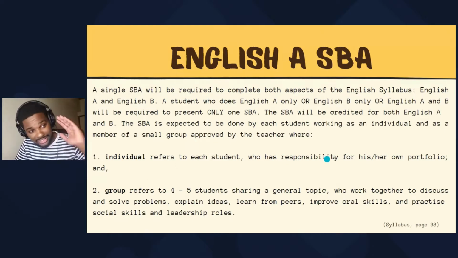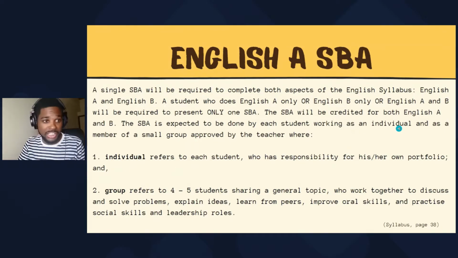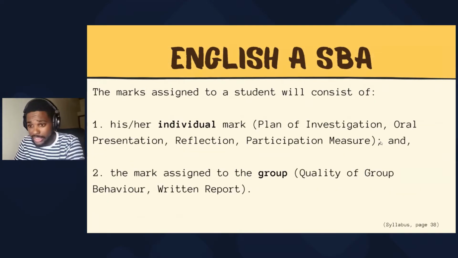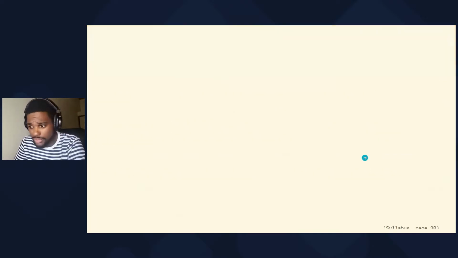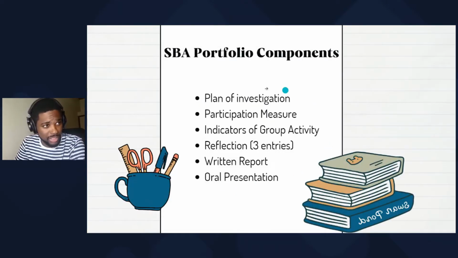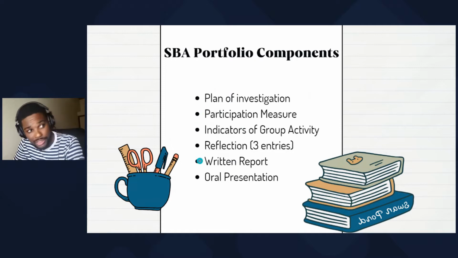I'm just looking at an overview of all the English A stuff. So the English A SBA, skip over that for now. And we have the SBA portfolio components: plan of investigation, participation measure, indicators of group activity. That's referring to the 3 artifacts that you'll need to include: your reflections, written report, oral presentation. We're not going into each of these, just giving you an overview.